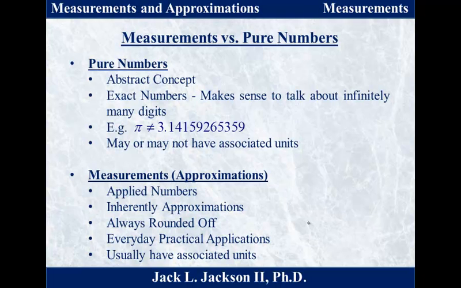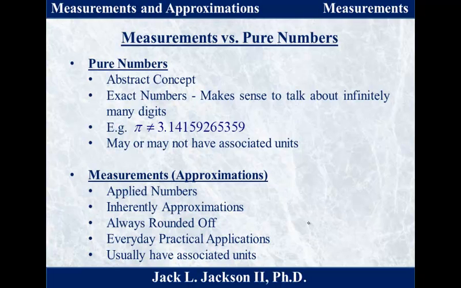Measurements, though, are inherently approximations. These are applied numbers, and they're always rounded off. Let's think about this a minute. If we're going to measure, say, the length of something, we might take our ruler out and measure it to the nearest centimeter. Or we might measure it more finely to the nearest millimeter. Or if we had some finer measuring device, we might even measure it further down, more precise than that.